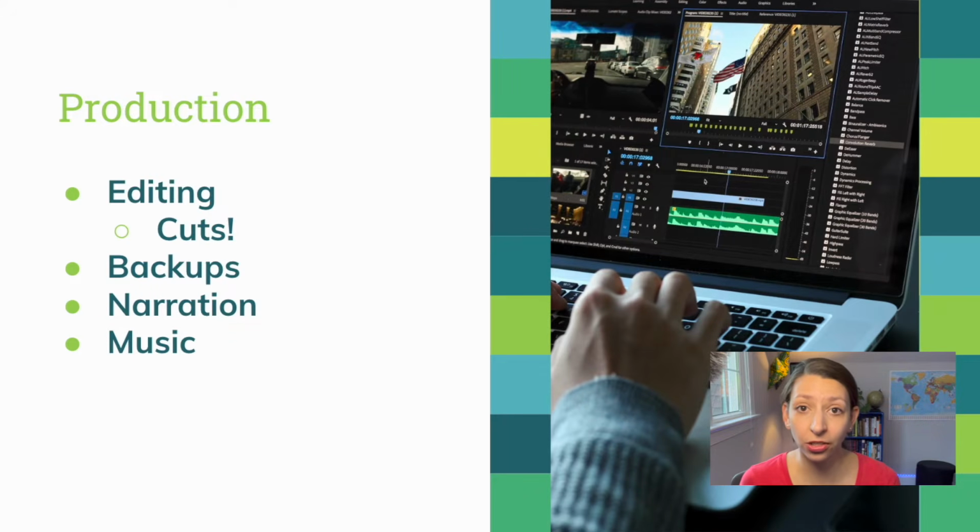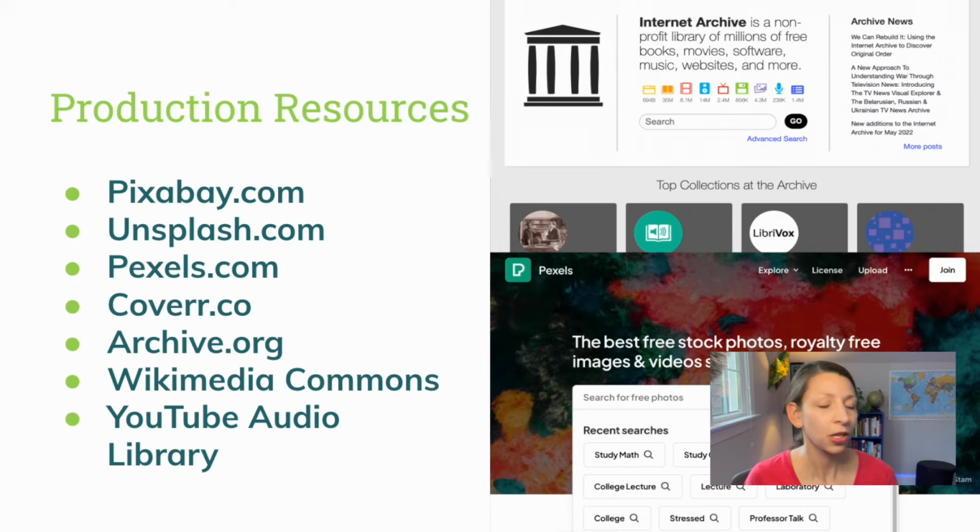As you're producing your documentary, you may need other resources and other footage to include. You want to make sure you're using videos and images that you have permission to use. So here are some of my favorite sites for going to find stock footage or images or graphics for my videos. Pixabay, Unsplash, Pexels, and Coverr all have great images and videos without needing to get permission from the original author.